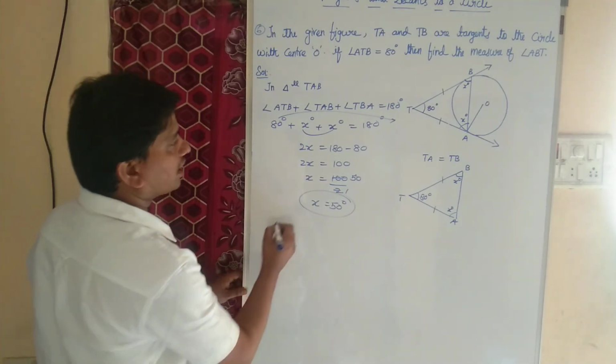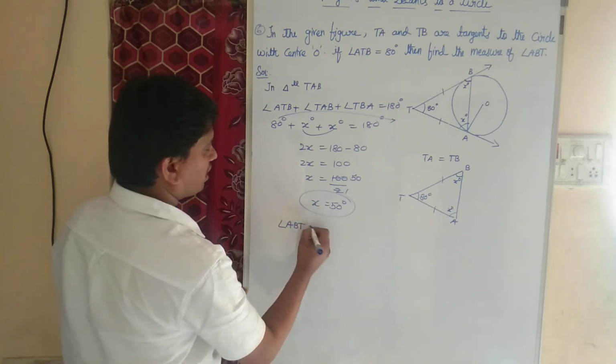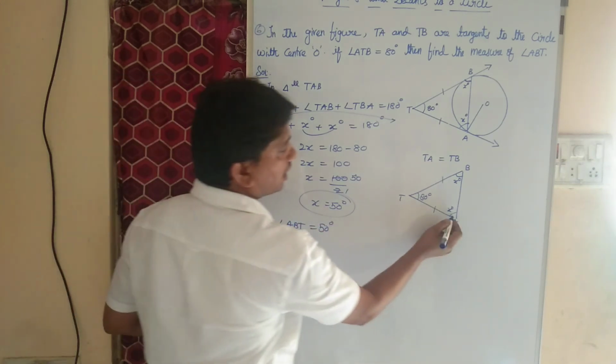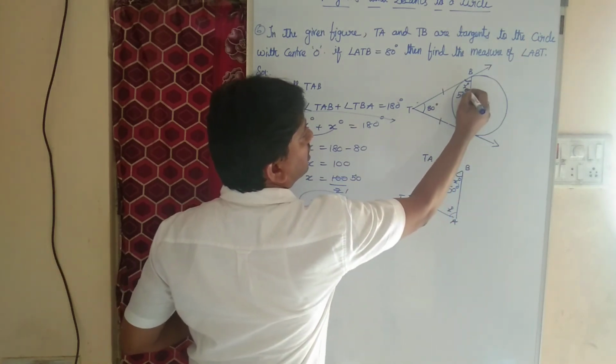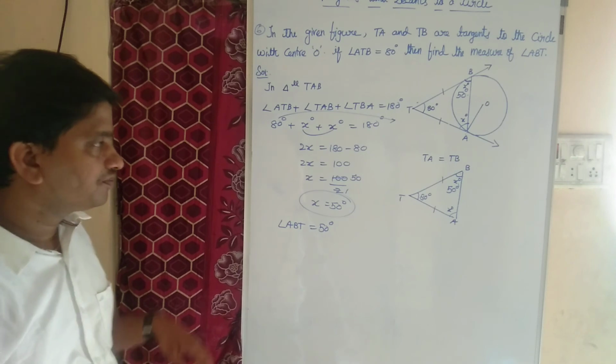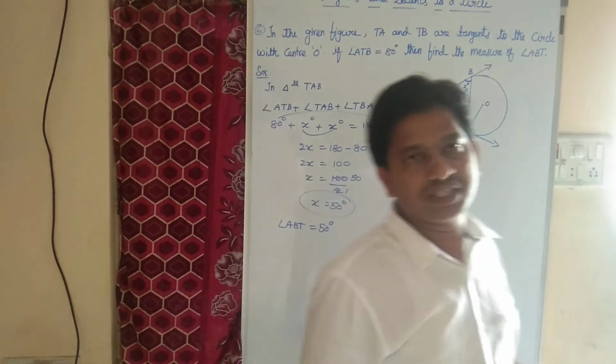Therefore, what is the value of angle ABT? Angle ABT equals 50 degrees. ABT, this is 50 degrees. Okay children? If you know the concept, we can do it easily, children. Okay?